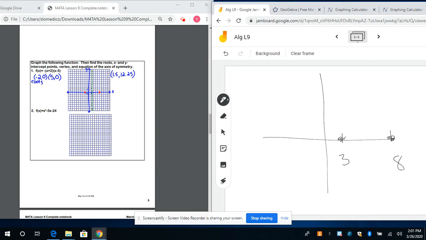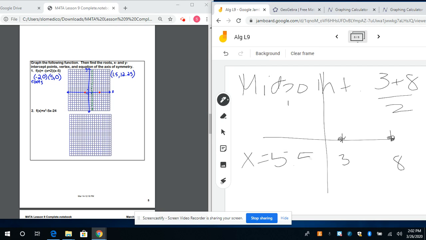So again, what's the midpoint between negative 3 and 8? So the average, negative 3 plus 8 divided by 2. We have 5 divided by 2, which is 2.5. So x is 2.5, which is my axis of symmetry. So I'll do that in a different color.